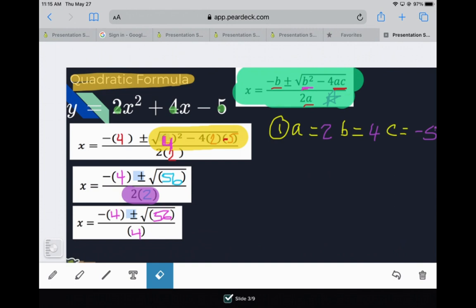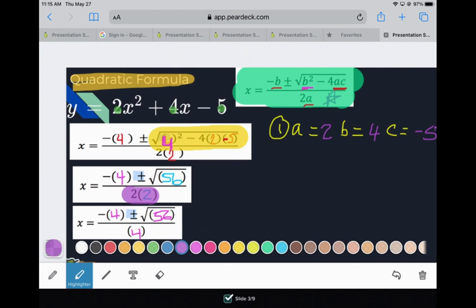All right, now look at this one, the square root. This is the part I want you to pay attention to in the future. For now, we're not going to simplify. The square root of 56 will not give you a nice number, so don't take the square root. You can only take a square root if it gives you a nice number. If it doesn't, leave it.